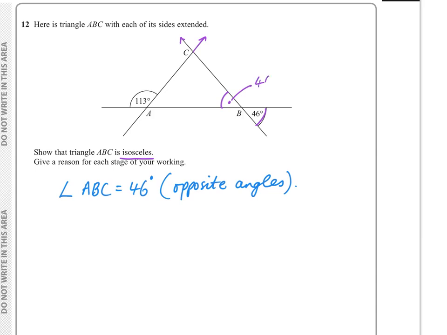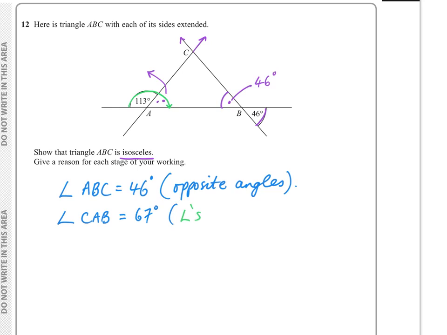So we'll just mark that there. And then this angle here, we'll call that angle CAB. Well, that's going to be, and you can use the calculator, 67 degrees. And we can write down the reason, which hopefully you know: that angle's on a straight line.